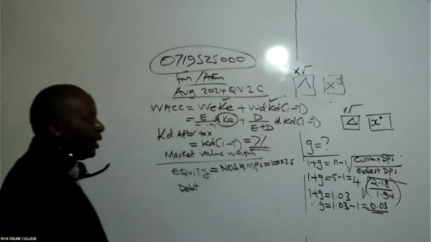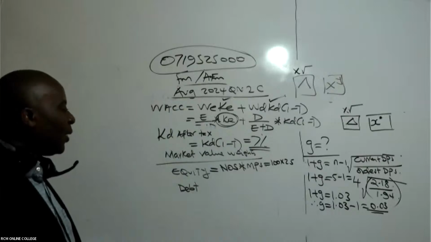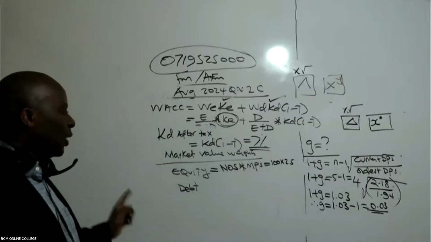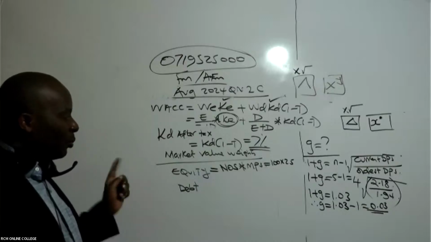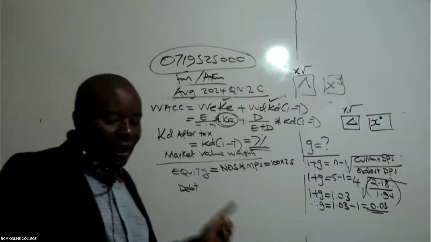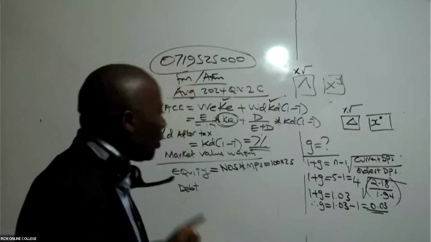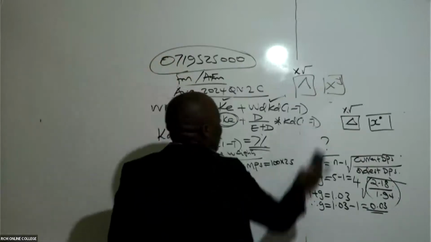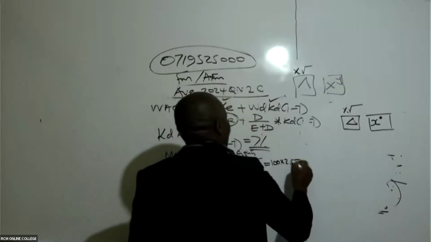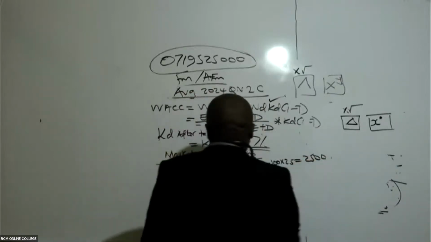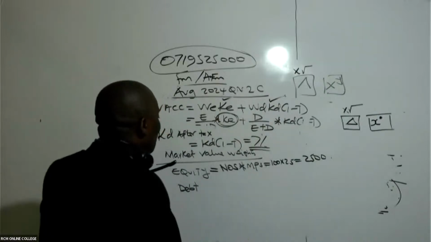So my figures are in millions. So we get market value of equity, that's what we do. We take number of ordinary shares times market price per share, which is 100 times 25. So in millions, this gives me 2,500. Thank you so much. And then we have debt.